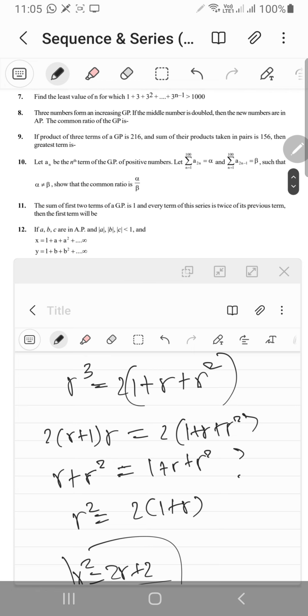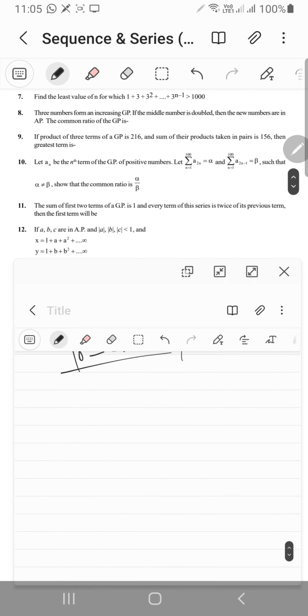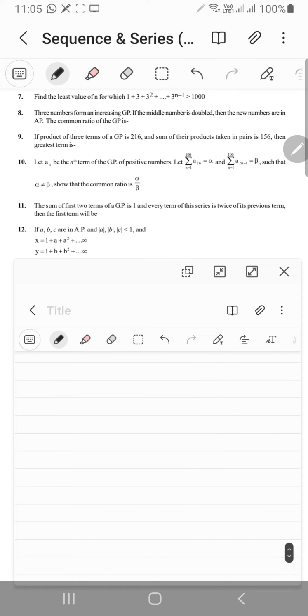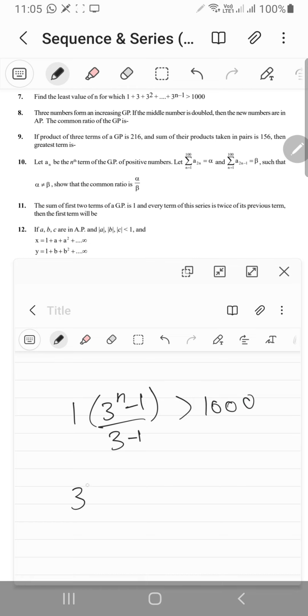Find the least value of n for which this thing is bigger than 1000. This is not that bad, just 3 terms. So it's 1. Okay, wait. The first term is 1 times 3 power n minus 1 upon 3 minus 1. Bigger than 1000. Or in other words, 3 power n is bigger than 2001, right?